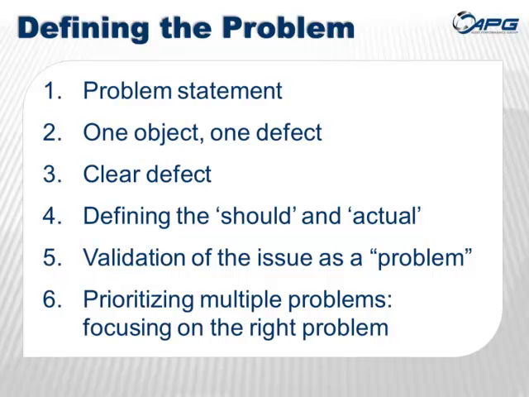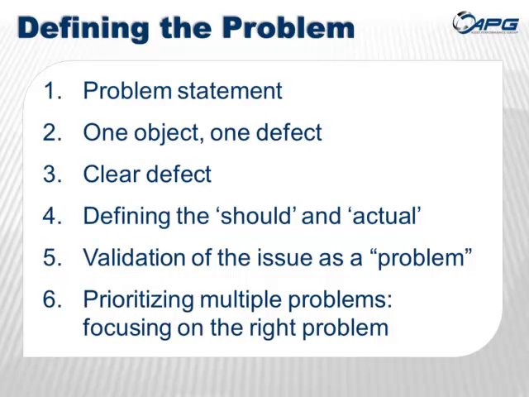Another part of defining the problem clearly is making sure that we're dealing with just one object and one defect. In other words, one piece of equipment that's malfunctioning and one defect with it. So we don't want to say in our problem statement that pump A and B is vibrating. Let's separate those, especially if we feel there's a reasonable chance that each of those may have a different cause. It's a lot easier to solve one problem at a time than multiple problems.